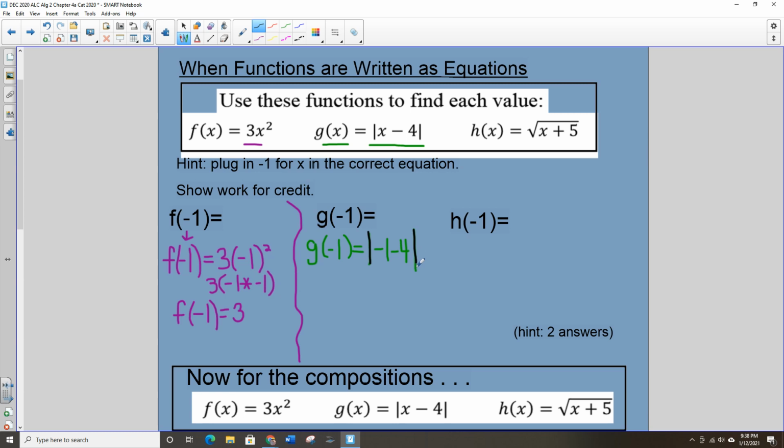Okay, so when you're doing absolute value, first of all, you're going to focus on what's inside. So you've got negative 1 minus 4. So if it's 1 degree below 0 and it gets 4 degrees colder, what is negative 1 minus 4? Hopefully you said negative 5.